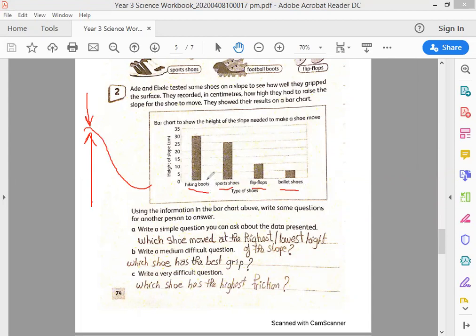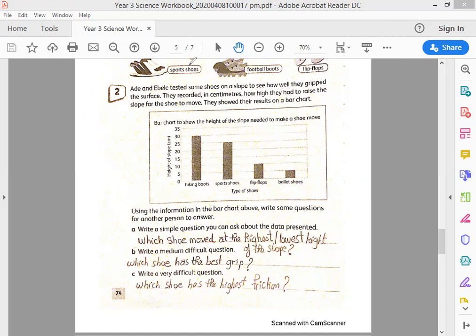The hiking boot needs 30 centimeters because it has high friction. So they are going to move for a long distance. But the ballet shoes just need 5 centimeters because they are very smooth and have low friction. So it just needs 5 centimeters to move on the slope. However, in this question, he just asked you to suggest some ideas of writing a question for this bar chart.